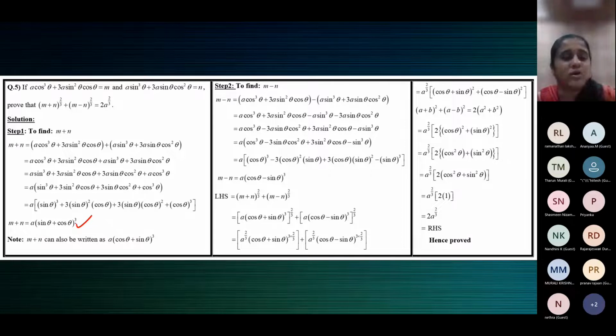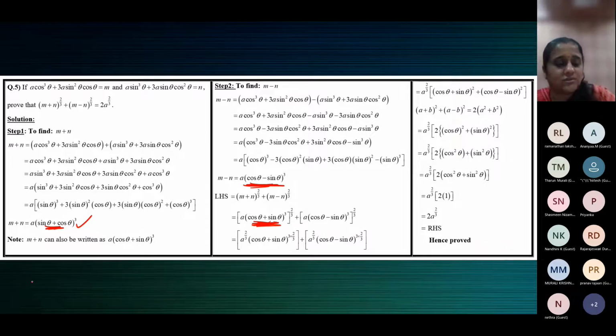A into sin theta plus cos theta the whole cube. But for the next one, m minus n, we get a into cos theta minus sin theta the whole cube. So we'll take this one as cos theta plus sin theta instead of sin theta plus cos theta. Both are the same, but since it's cos theta minus sin theta here, we have to take this as cos theta plus sin theta.